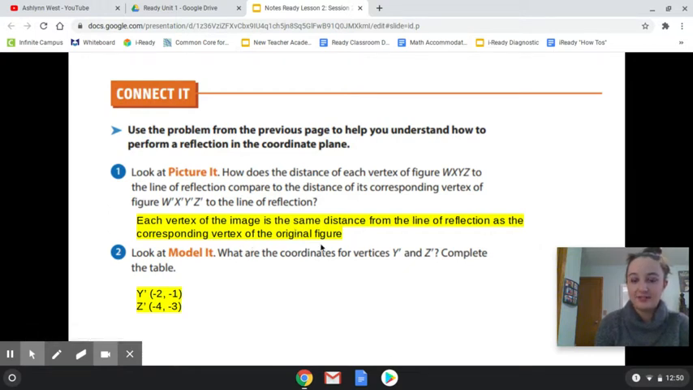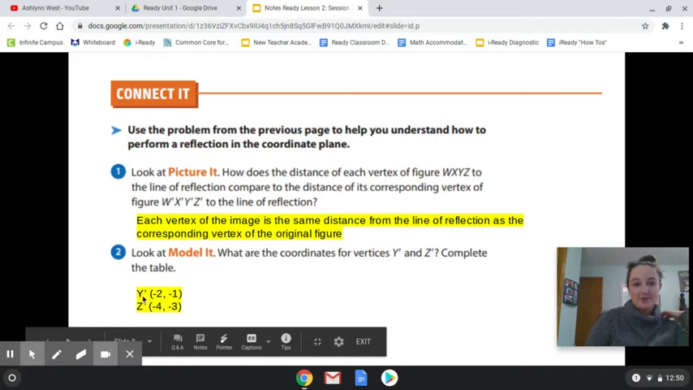Each vertex of the image is the same distance from the line of reflection as its corresponding vertex. So if one is 3 away from the line of reflection, it's going to be 3 the opposite way. And that depends on the line of reflection. For this example, we used our x-axis as our line of reflection. So if we're 3 up, that means we'd be 3 down. If you have your y-axis as your line of reflection, if you're 2 to the left, then you'll be 2 to the right. And again, we already found that our Y vertex is -2, -1, and our Z vertex is -4, -3.